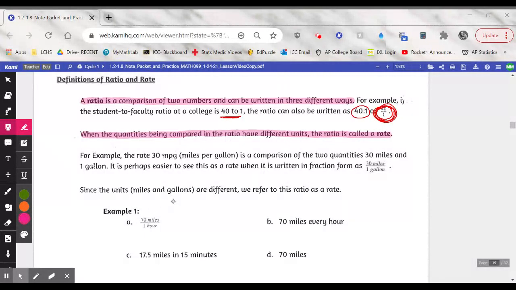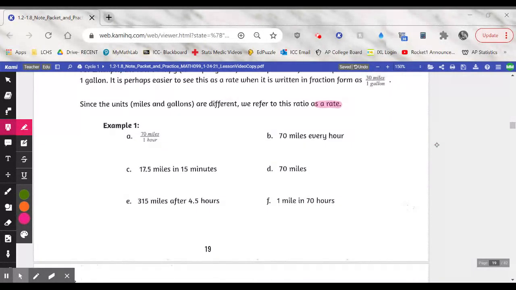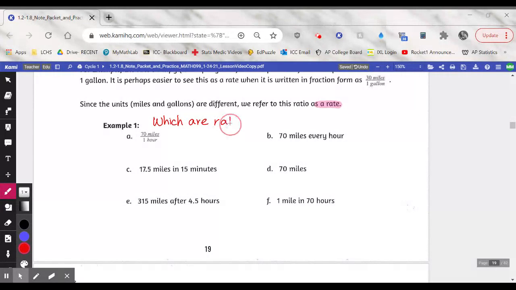So since the units, miles and gallons, are different, we refer to this ratio as a rate. So it is a rate because we have a different unit for the numerator and the denominator. Okay, for example 1, you are going to ask yourself the question, which of these below are rates? So we want to have a comparison of two numbers. So we want to compare one number and another number, and we want them to have different units.